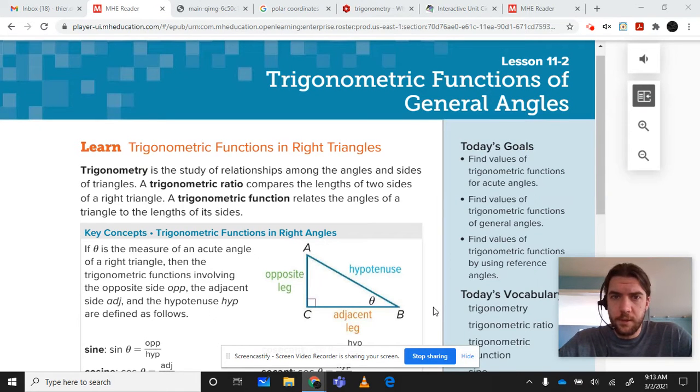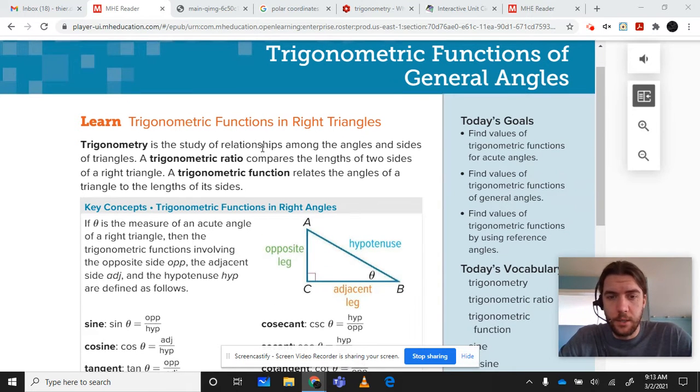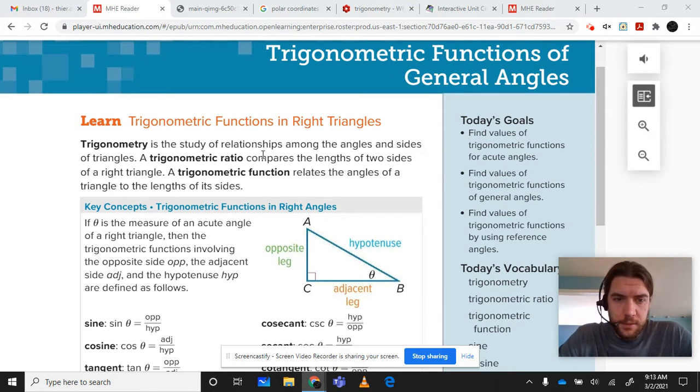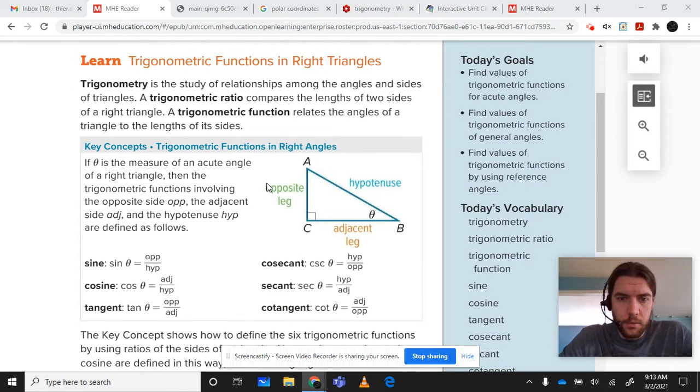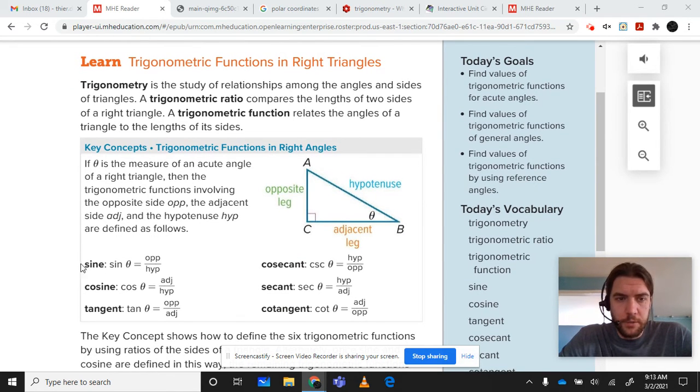Hello, welcome to lesson 11.2 on trigonometric functions of general angles. This is our second lesson on trigonometry out of a 5 lesson span. This lesson is going to be getting into the actual trigonometric functions, is what we call them.